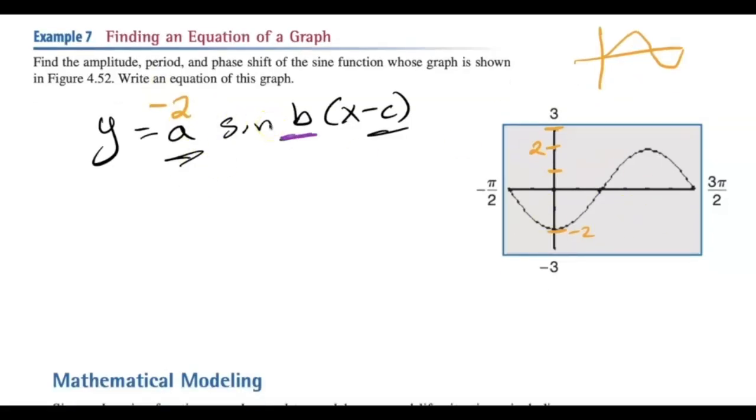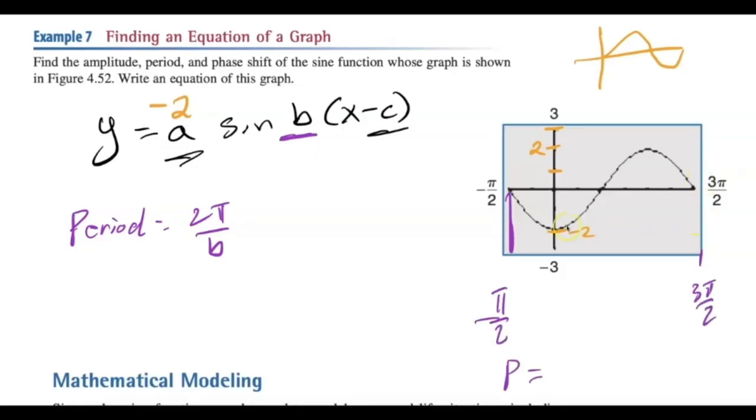B has to do with the period. The period equals 2 pi over B, and that's the equation we've got to solve. We're trying to find out what B is. Well, all we've got to do is figure out what the period is. Now, this graph makes it a little tougher because we're going from -pi over 2 to 3 pi over 2. The way you find the period is where you end minus where you started.